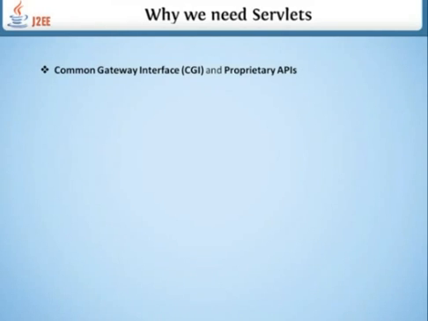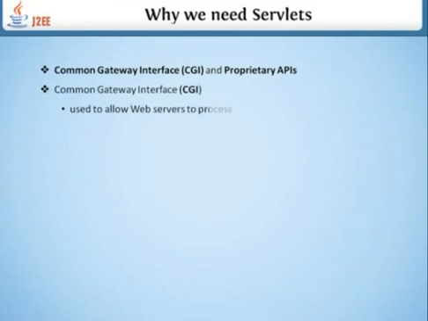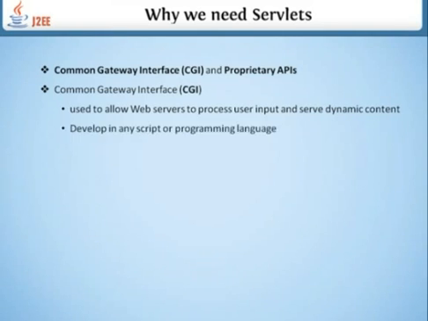Common Gateway Interface. You know that before the invention of servlets, there were CGI and proprietary APIs. Common Gateway Interface, or CGI, is used to allow web servers to process user input and serve dynamic content developed in any script or programming language. Perl is also a most common language.